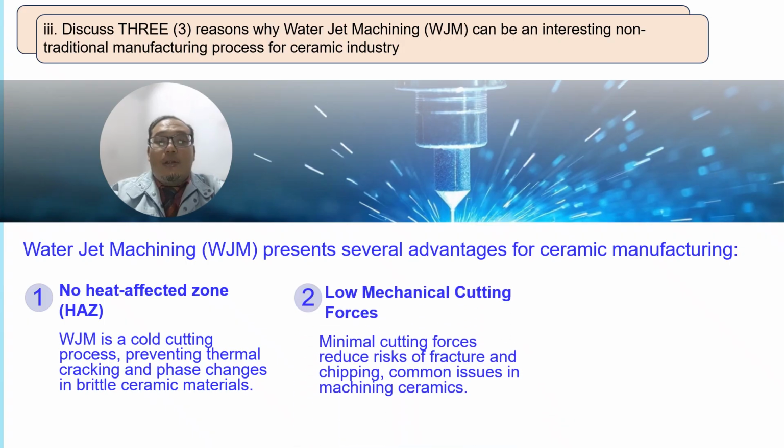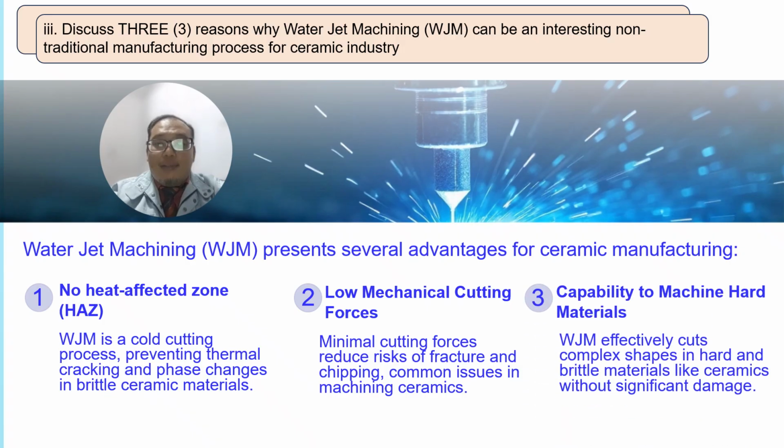Reason number 2, low mechanical cutting force. Minimal cutting force reduces the risk of fracture and chipping, a common issue in machining ceramic. The last reason, capability to machine hard material. WJM, water jet machining, effectively cuts compact shapes in hard and brittle material like ceramic without significant damage.